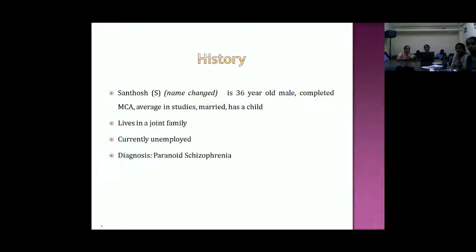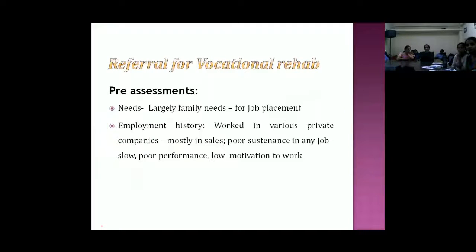He was diagnosed with paranoid schizophrenia in the year 2009. The client was assessed for his needs by the case manager in the outpatient services. The first need reported by the family was for a job. He was therefore referred to the Vocational Rehabilitation Services. During the pre-vocational assessment, his work history was analyzed.